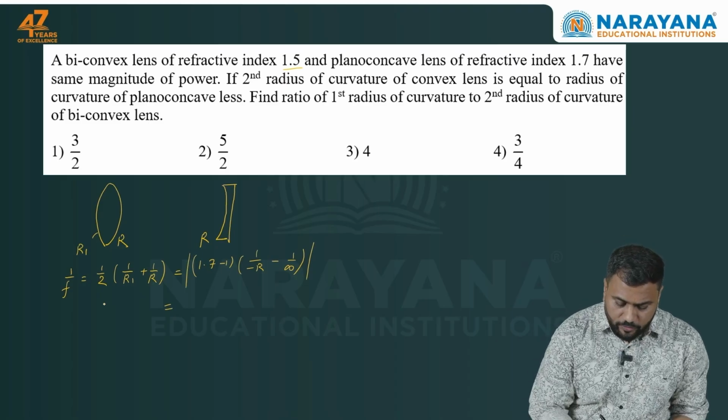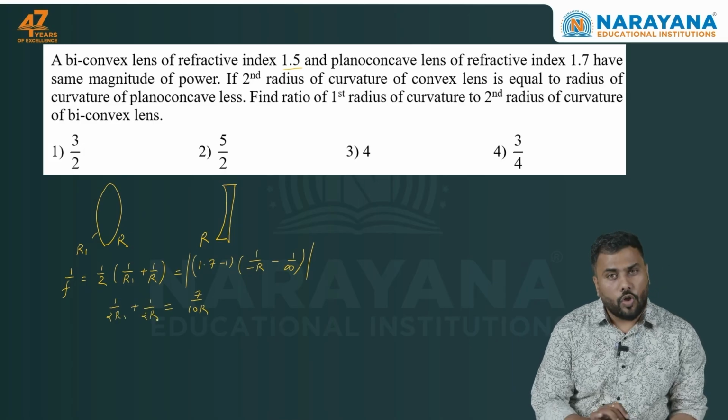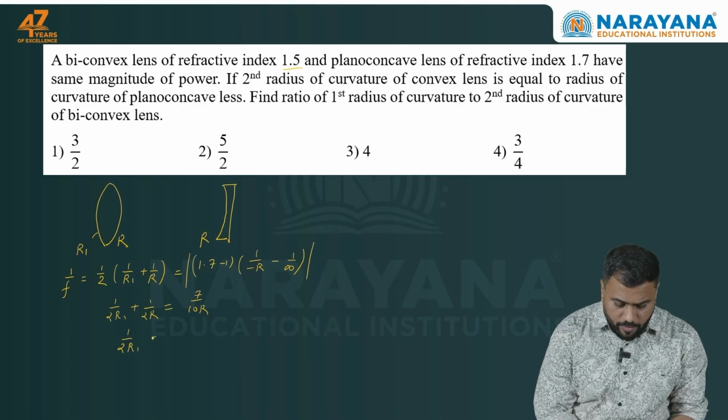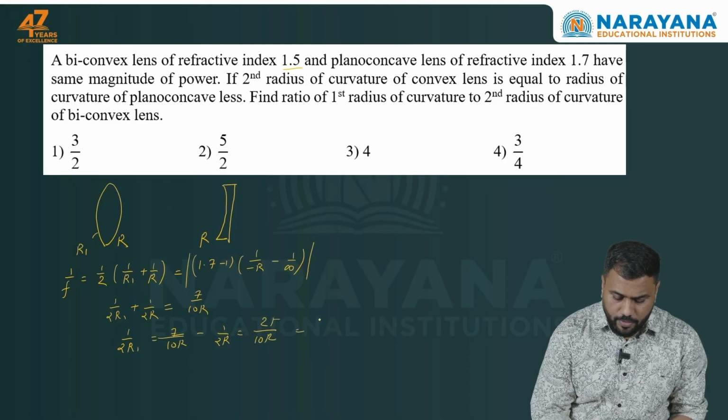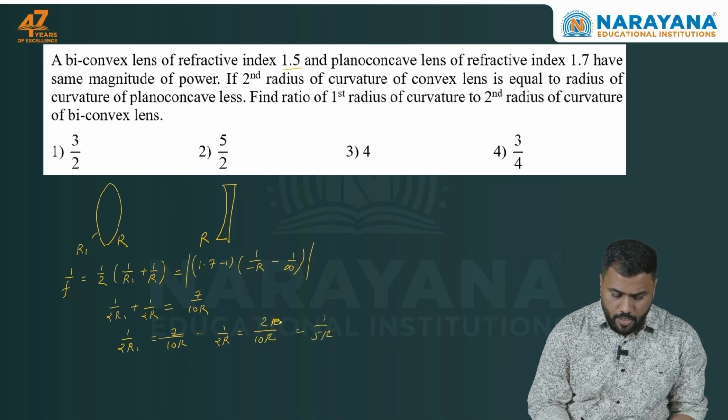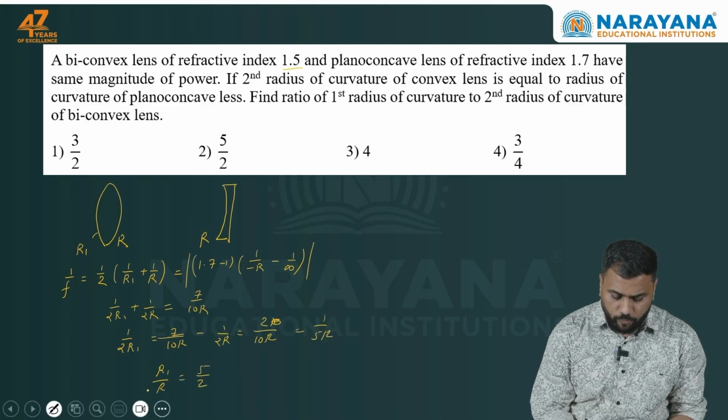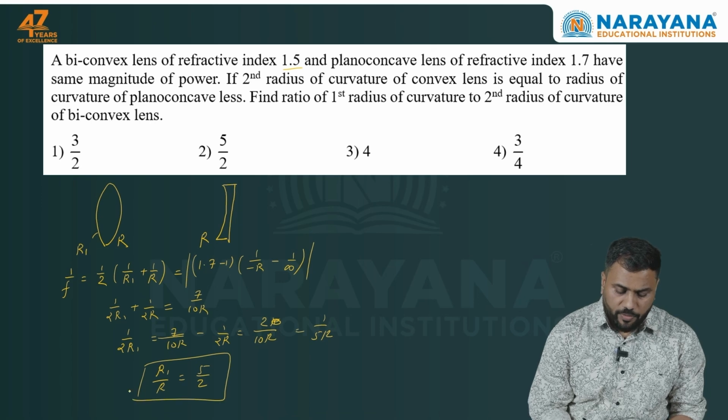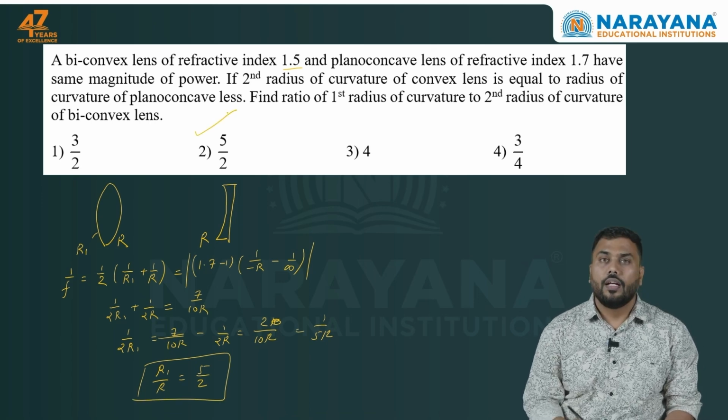So the second right hand side expression 0.7, that is 7 by 10 r, is equal to 1 by 2 r1 plus 1 by 2 r. Just solve this expression. 1 by 2 r1 is equal to 7 by 10 r minus 1 by 2 r. If I multiply and divide by 5, I will get 2 divided by 10 r, that is 1 by 5 r. So r1 by r, you can see this is coming out as 5 by 2. So the correct answer of my question should be 5 by 2, that is option number 2. Let's see the next question.